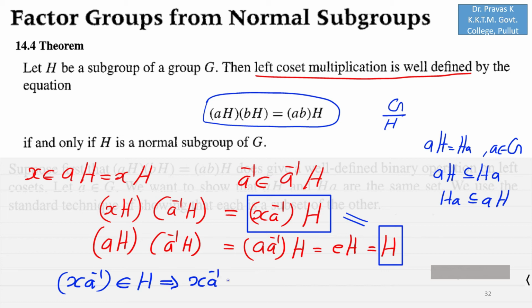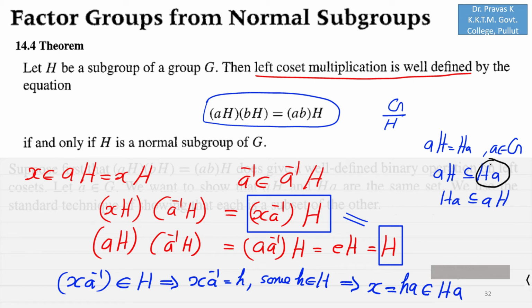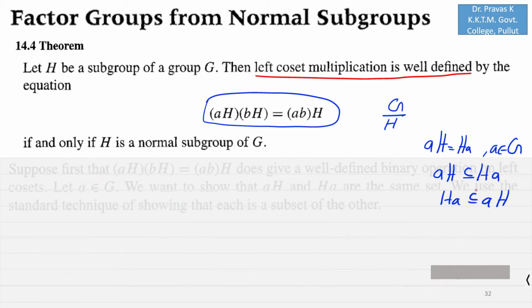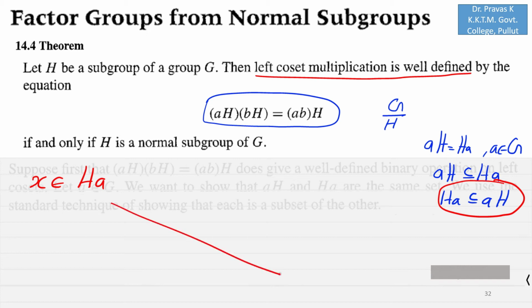That is, x a inverse must be some element small h, where small h is an element of capital H. So you can have x equal to small h times small a, which means it is a member of capital Ha. Thus, we proved that aH is a subset of Ha. Now, similarly, you can prove that Ha is a subset of aH. For that, you need to start with x belongs to capital Ha and end at x belongs to small a times capital H. So you can do it as a homework.